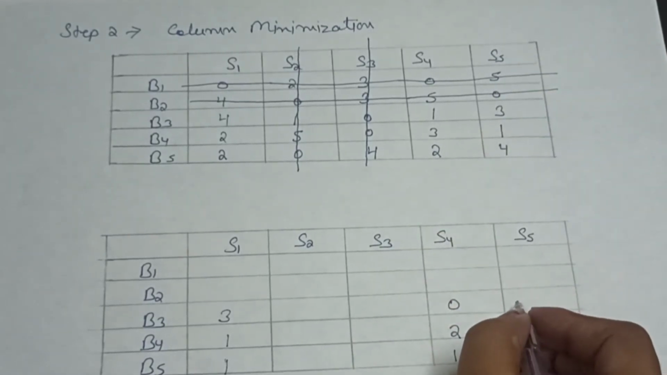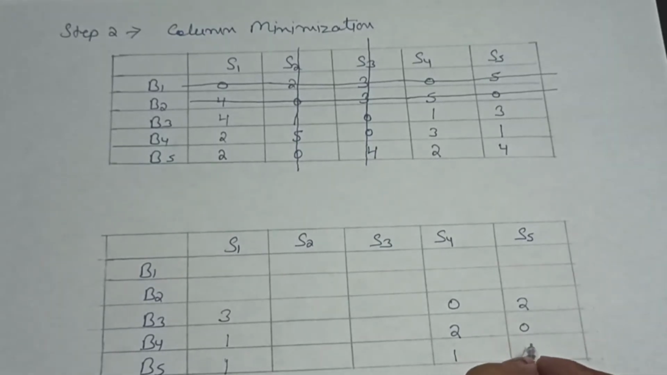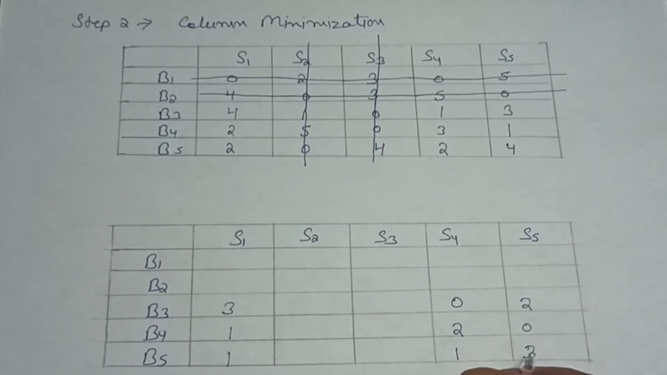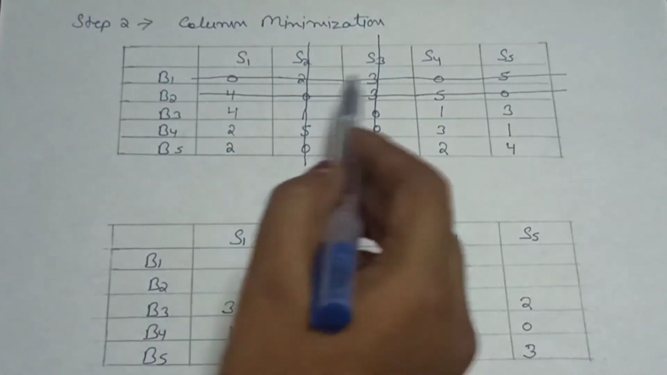3 minus 1 is equal to 2. 1 minus 1 is equal to 0. 4 minus 1 is equal to 3. So you can see we have calculated all our uncovered elements. Now we will go to the covered elements.